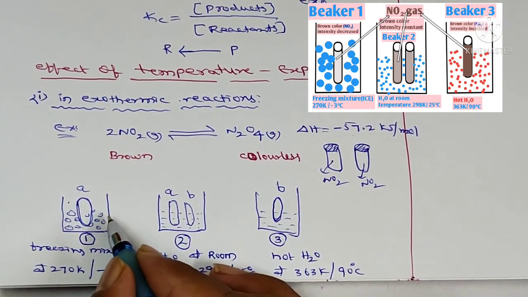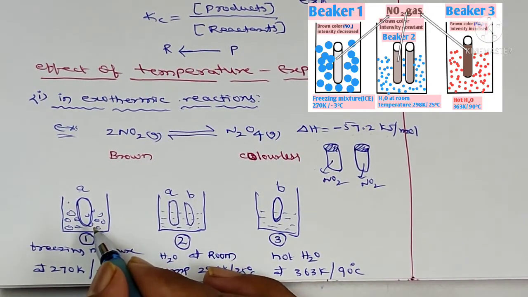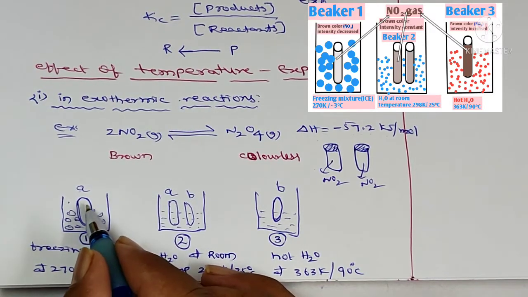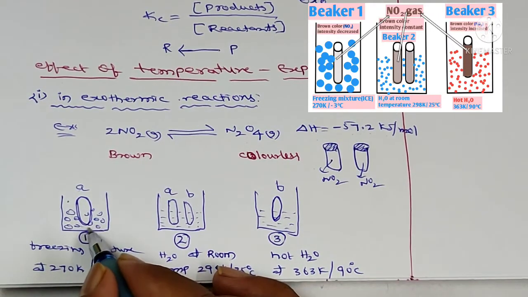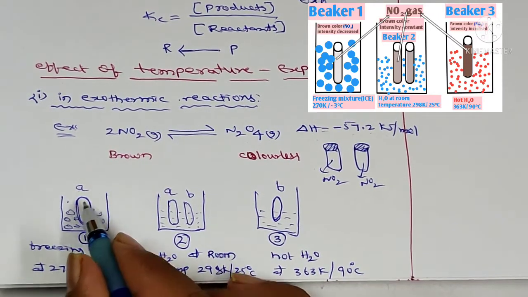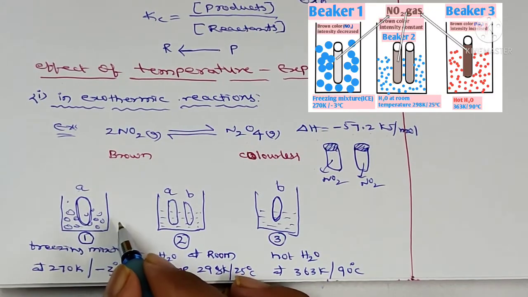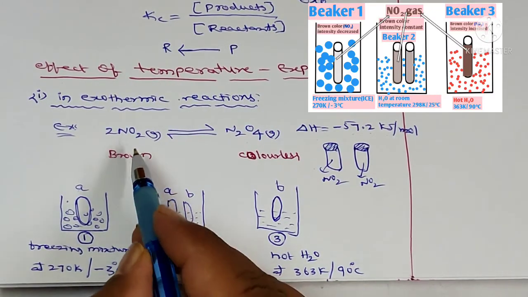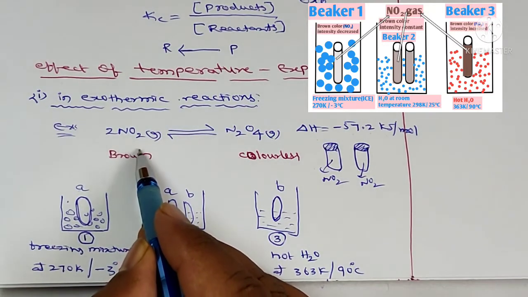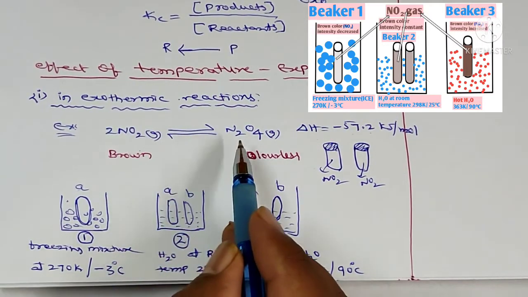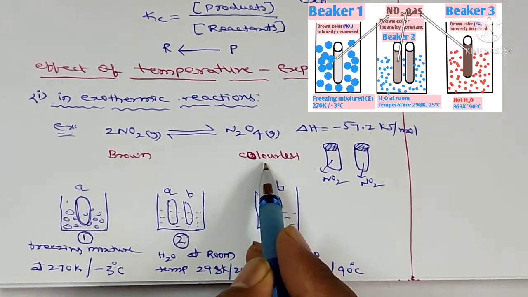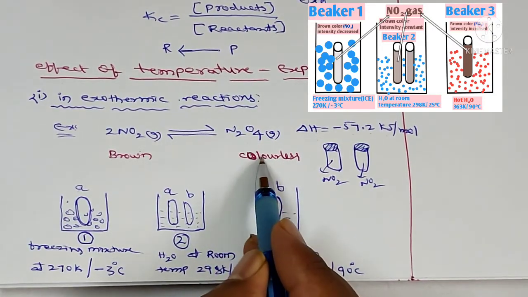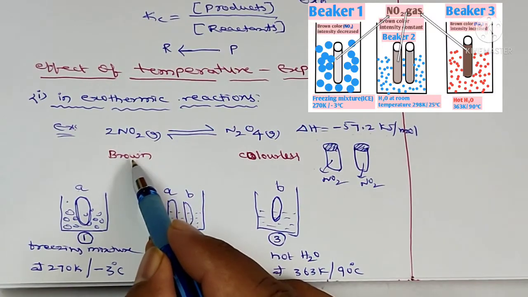After some time, the intensity of brown color decreases in test tube A, which is placed in beaker 1, because it is placed at low temperature. So here brown color decreases means the concentration of NO2 gas decreases, or the concentration of N2O4 gas increases, because it is colorless and NO2 is brown color.